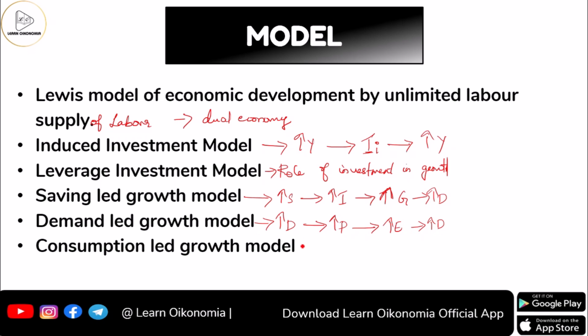Regarding the consumption-led model, you have to have consumption, so an increase in consumption will lead to an increase in demand, isn't it? So this will lead to an increase in production again, and this will lead to an increase in income of people, because whenever you produce, you need people to produce the commodity, so income increases. So this will ultimately lead to an increase in growth and development.